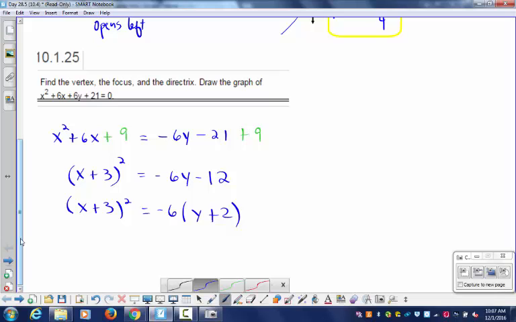And the vertex is identifiable then. What would that vertex be? Negative 3, negative 2. So we look at the x's to get h. We look at the y's to get k. So negative 3, negative 2. And then we set 4p equal to the coefficient on the right. So we get p is negative 3 over 2 if you divide out the 2.